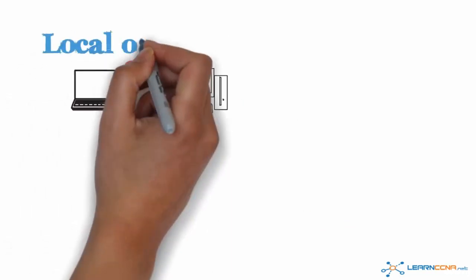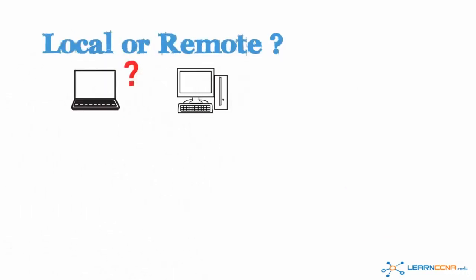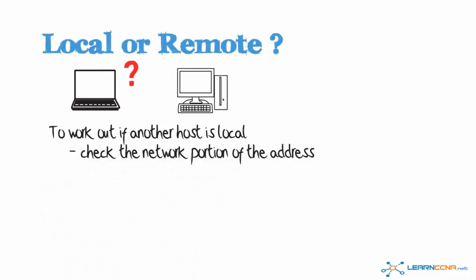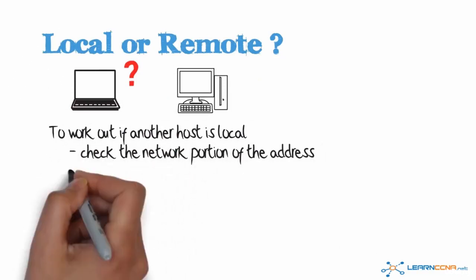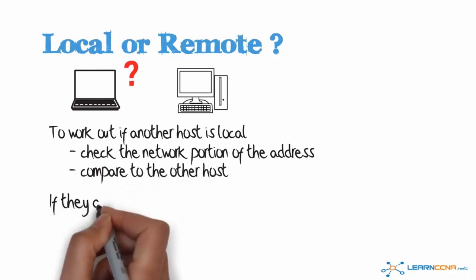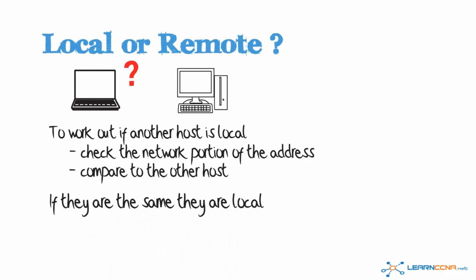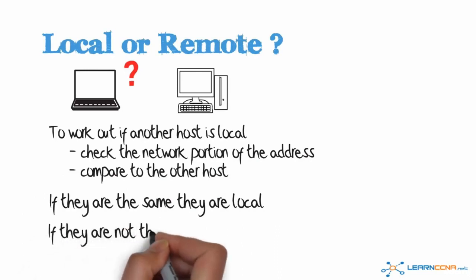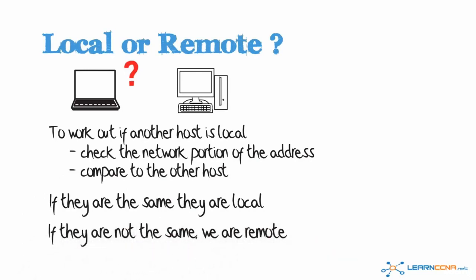So in summary, how does a device know whether another device is local or remote to itself? So the first thing it'll do is check the network portion of its local address and then compare that to the address of the other host. If the network portion of the address is the same, the local device knows that the other device is local to itself. If the network portion is not the same, the local device knows that the other device is remote.